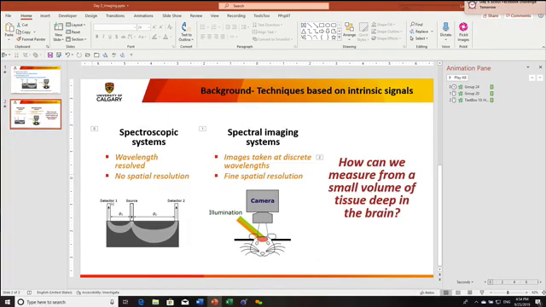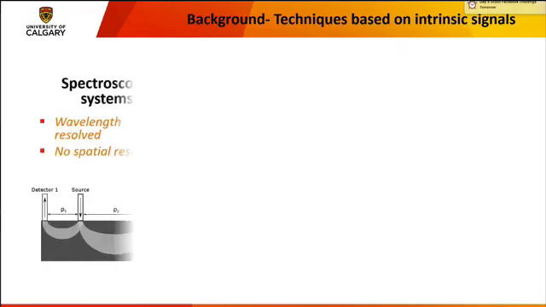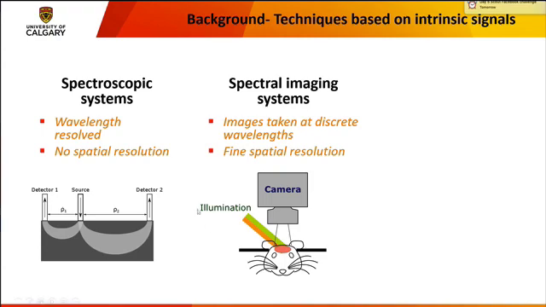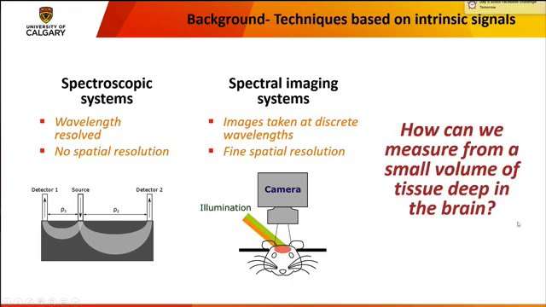Here's what the redesign looks like. We start off with the first description of spectroscopic systems and the image that is about the spectroscopic systems. The next click brings spectral imaging systems, and I've lined this up so everything is vertical, just as I've done here. And the third click is the big punchline, the big question.